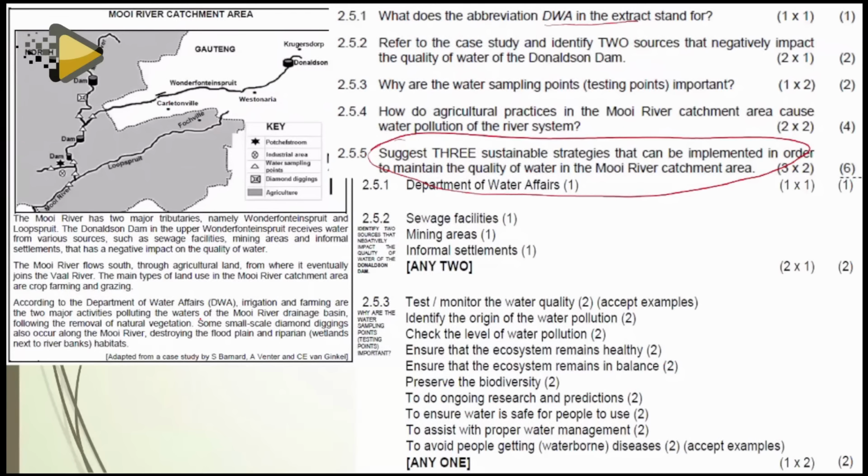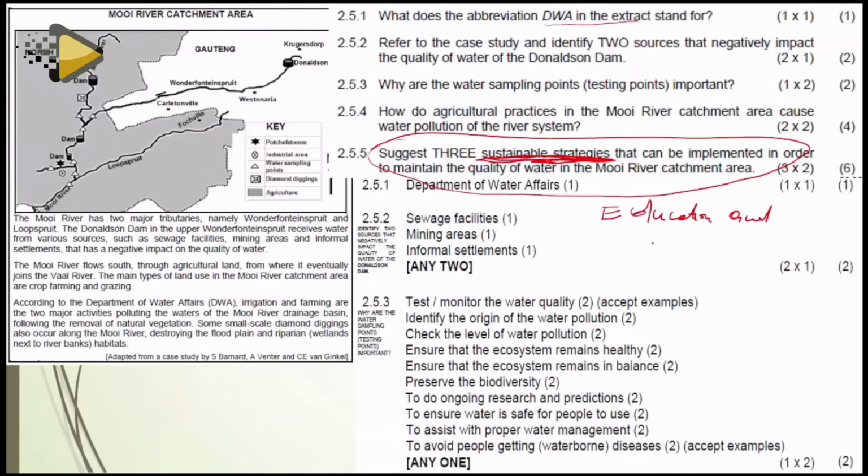So most of the questions there will be based on the source that you have. But what is important is strategies: sustainable strategies to implement to maintain the quality of water. So when you speak of strategies, the first strategy that you should give, if you are answering any question, must be education and awareness.